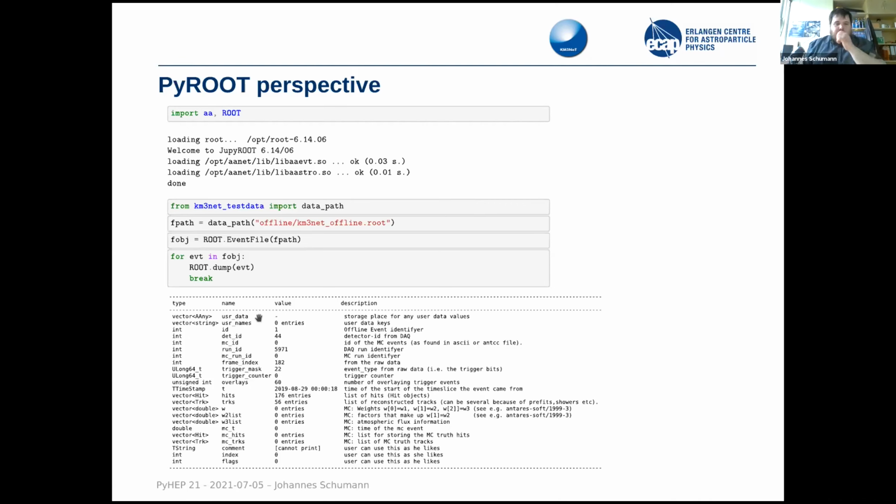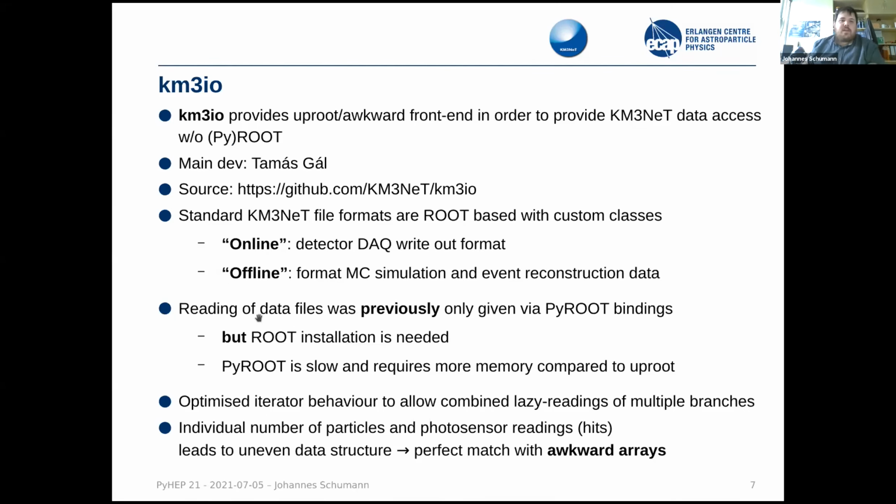But in all, the problem there is a little bit that you still need to have ROOT installed. And as we have such a nice thing like Uproot, we came to the package called KM3IO. So we now have the possibility to access our ROOT-based data via Uproot and Awkward.